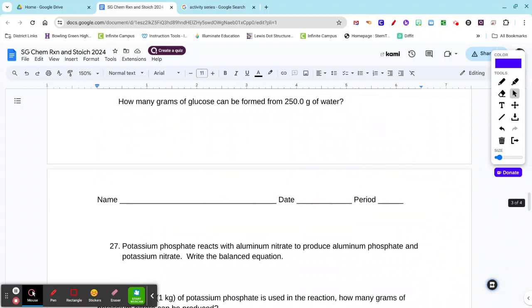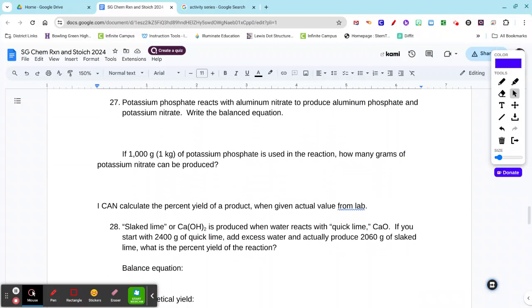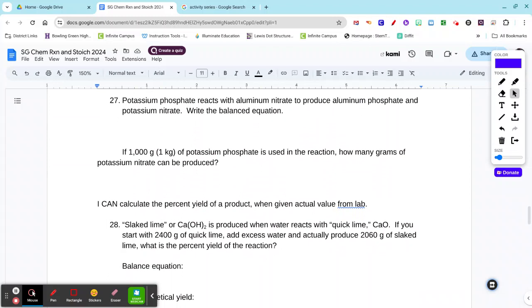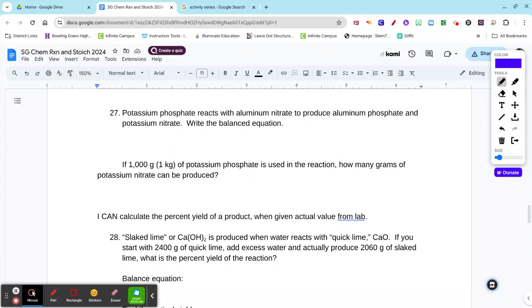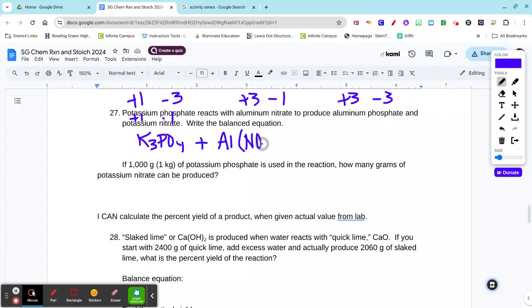Let's see what else. Okay. So here it wants us to write the balanced equation first. So you are going to use all the tricks from going through from words to formulas. So check all of your charges. Plus 3 minus 1, plus 3 minus 3, and then plus 1 minus 1. All right, so that's K3PO4 plus Al(NO3)3. NO3 is nitrate, and there's 3 of them because I had to cross it.